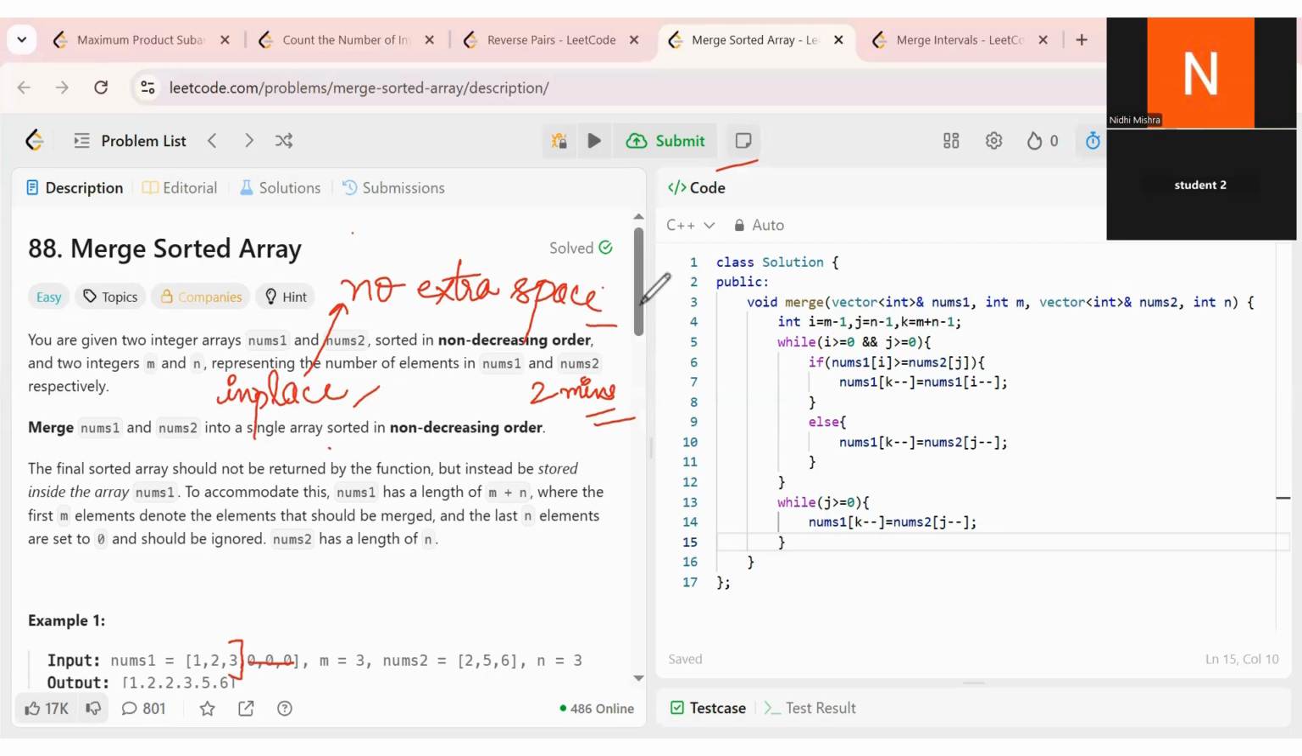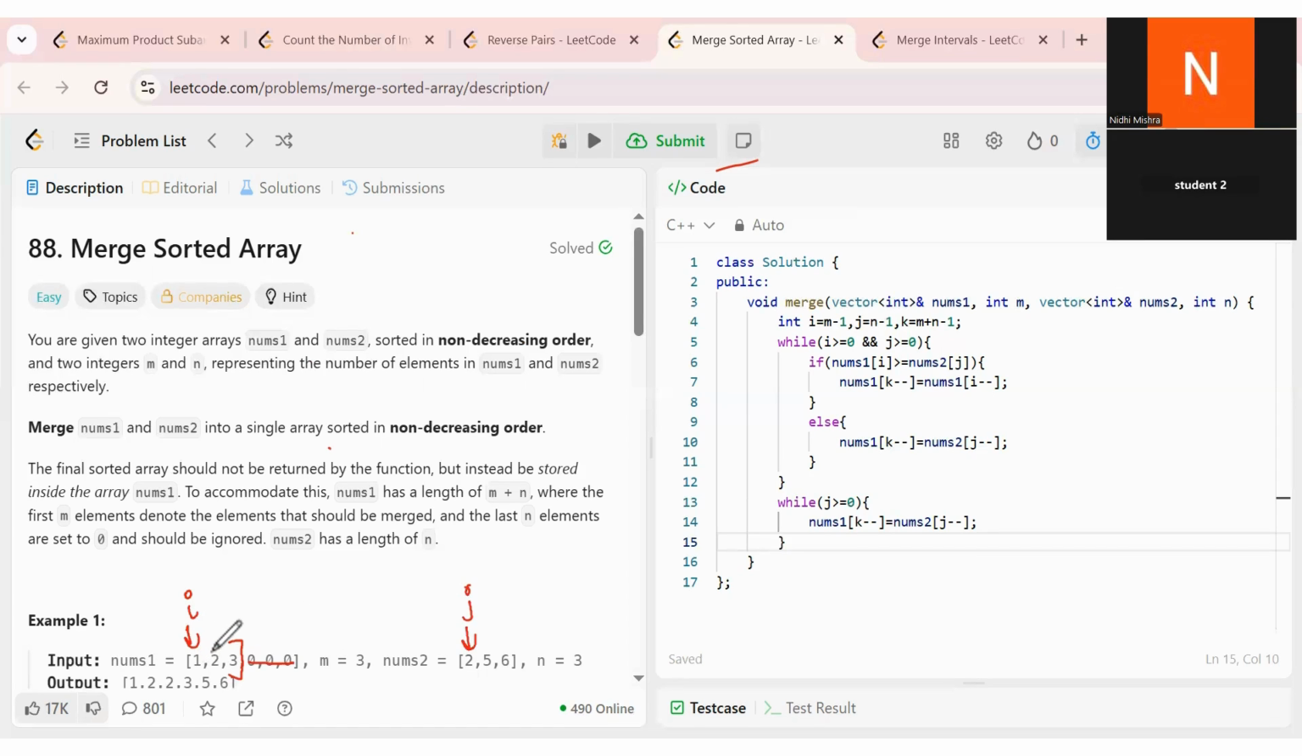One way I can think of is, we can initialize two indices at the beginning of both the arrays. This is i and this is j.